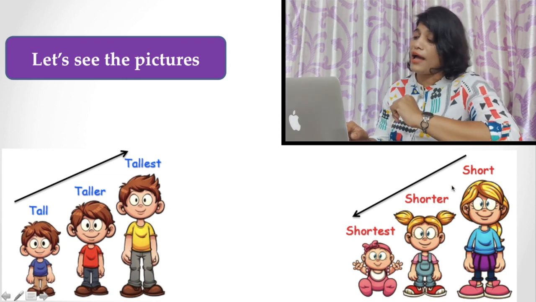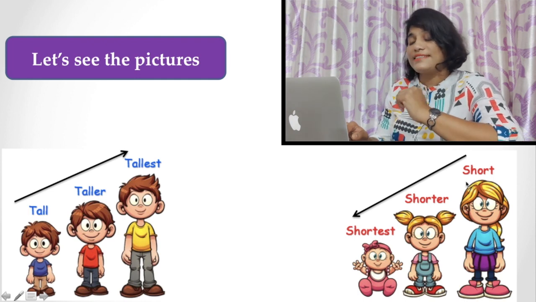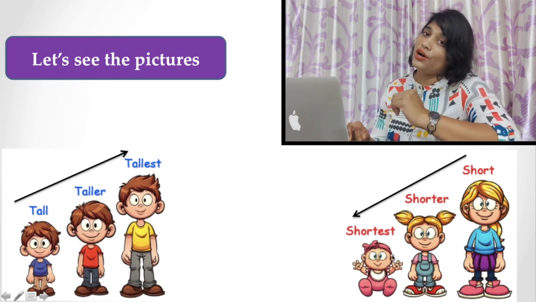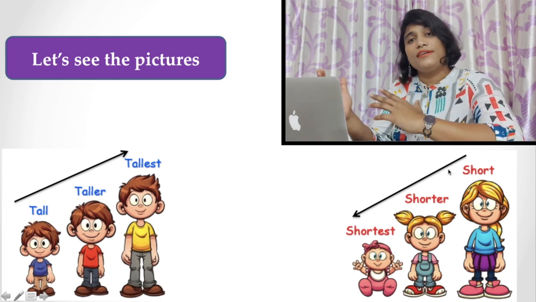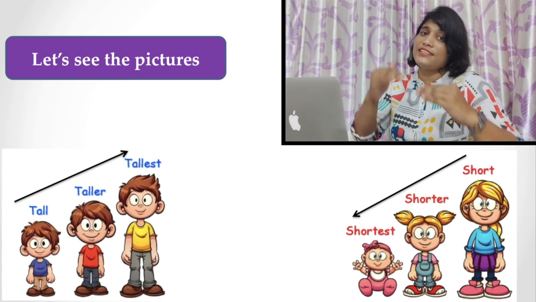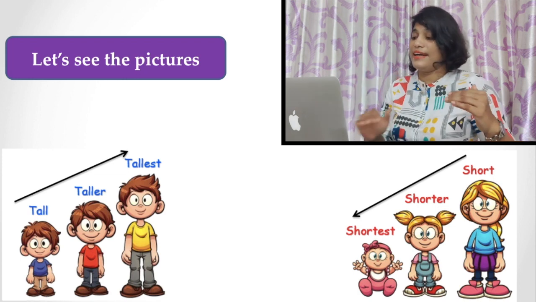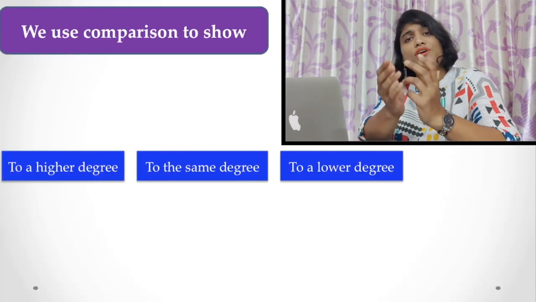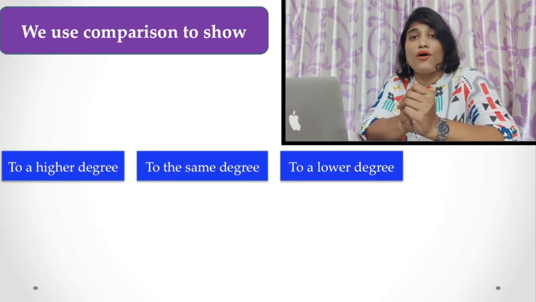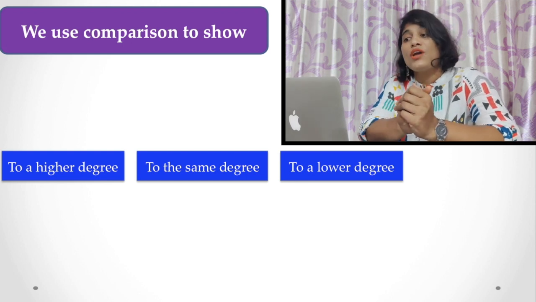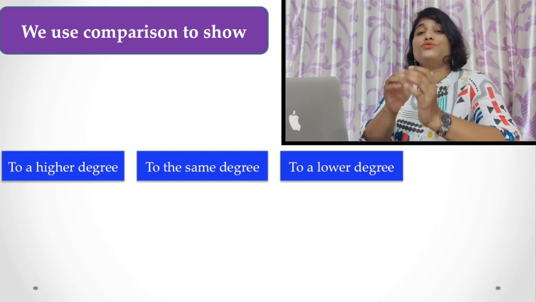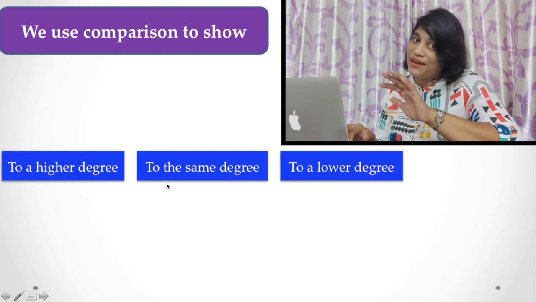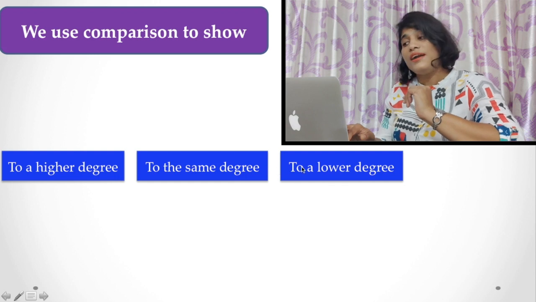Similarly, here you find the adjective short is described in relation to shorter and shortest. Here, the adjective short is described in relation to a lower degree, that is the shortest. Why do we say that type of thing? We use comparison to show a higher degree, the same degree, or a lower degree.